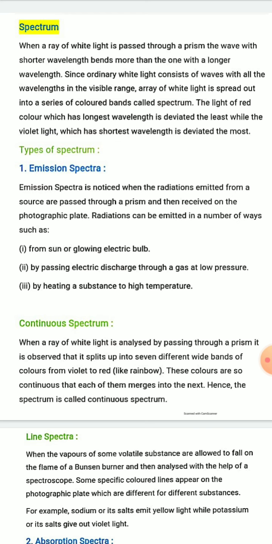Now, types of spectrum. I think you have understood what is spectrum. Spectrum is a band of color. When the white light is passed through a prism, then you will get a band of color, which is called spectrum.